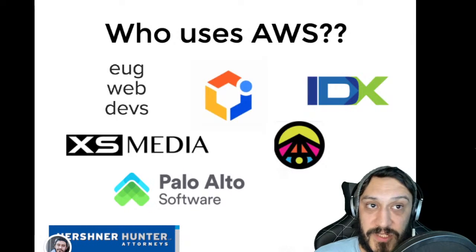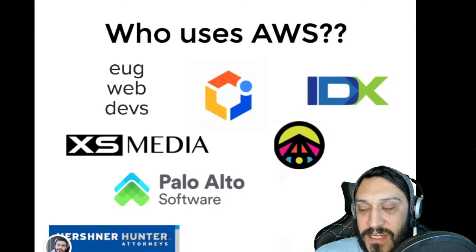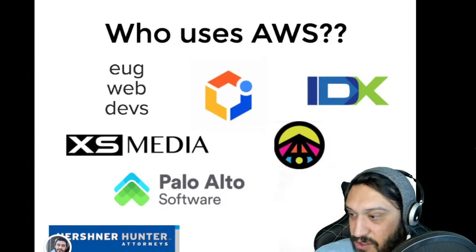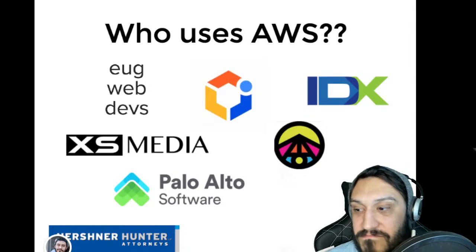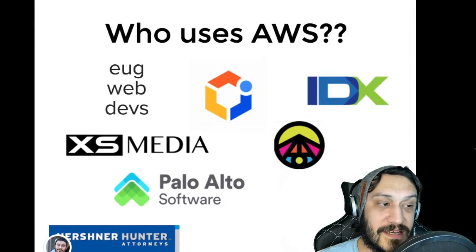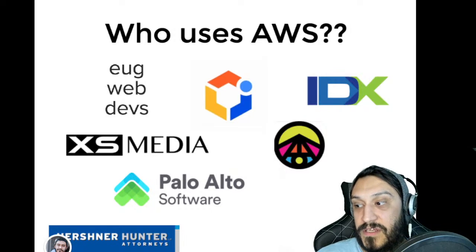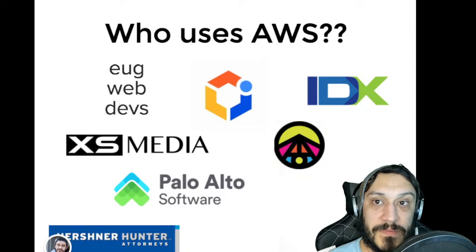Eugene WebDevs, like I said, use AWS. IDX and 20 Ideas, both represented here, also use AWS. Excess Media does. Technology Association of Oregon, Palo Alto, and Hersner Hunter Attorneys. I don't really know much about them. I just saw that they were using AWS. And these are all local companies and entities around Eugene, and they're using AWS, so it's probably a good skill to have.